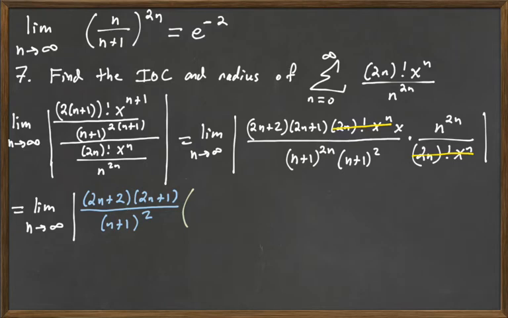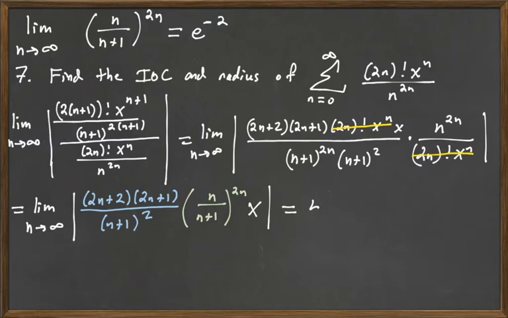And we're going to group the n plus 1 to the 2n and the n to the 2n. So we're going to use properties of exponents to write that as n over n plus 1 to the 2n, which was the thing that we spent the last slide on finding what the limit of that thing was. And then we just have one more x left over. Okay, so 2n plus 2 times 2n plus 1 all over n plus 1 squared.